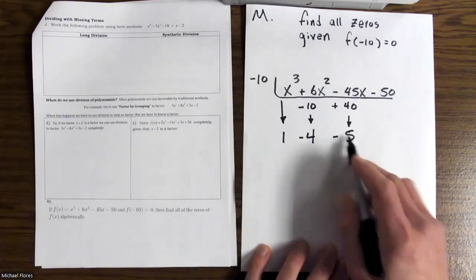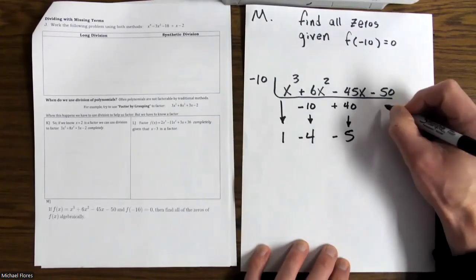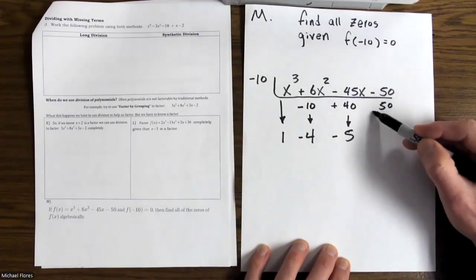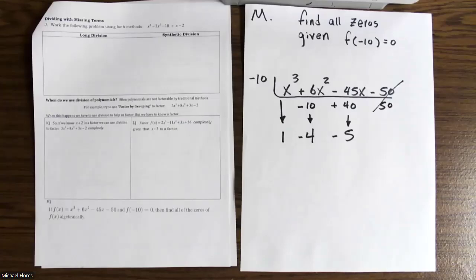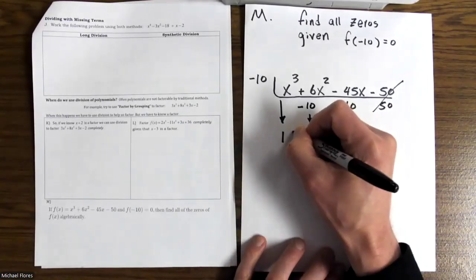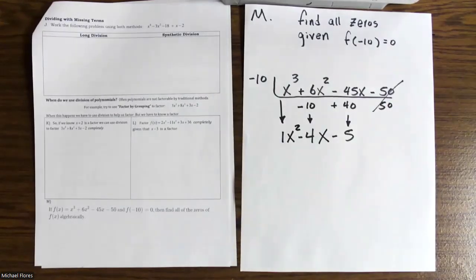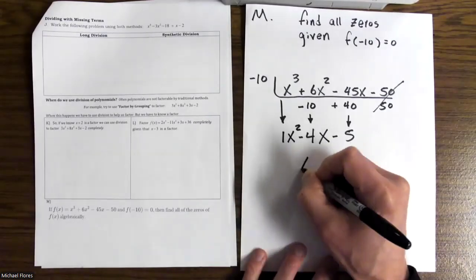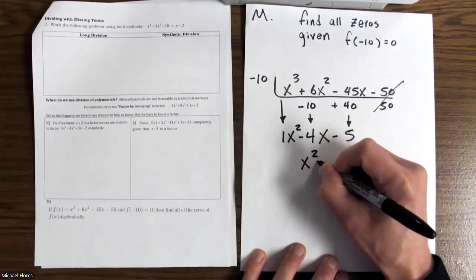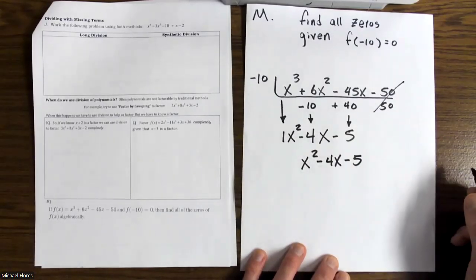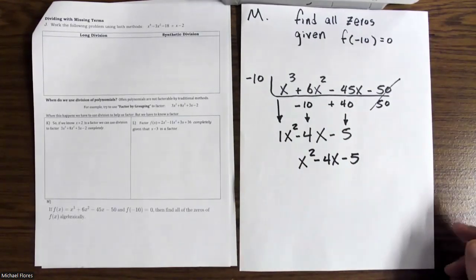Now multiply. Negative 5 times negative 10 is positive 50. Those cancel, meaning no remainder. Let's now bring down our variables, decrease them by one exponent. It wants us to find all the zeros. So what that means is we need to take our result here and we have to factor it.